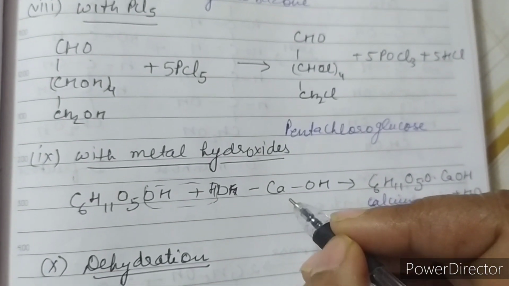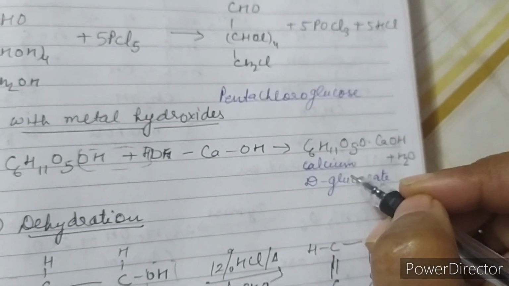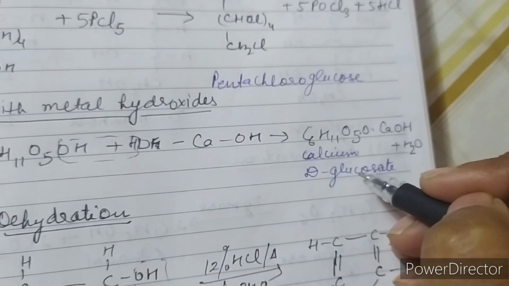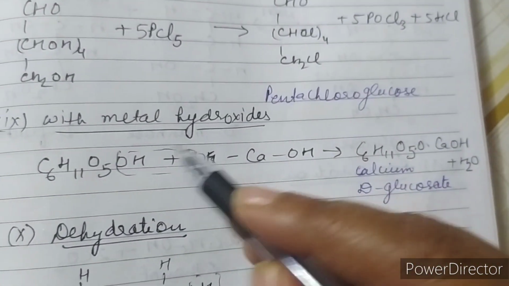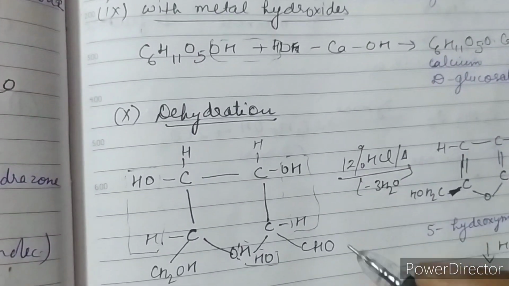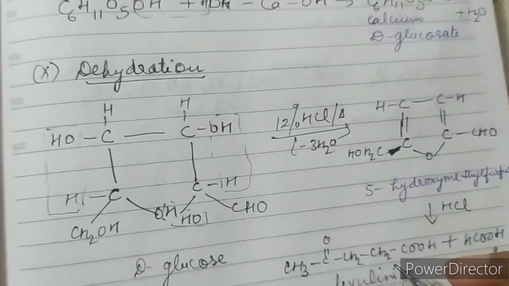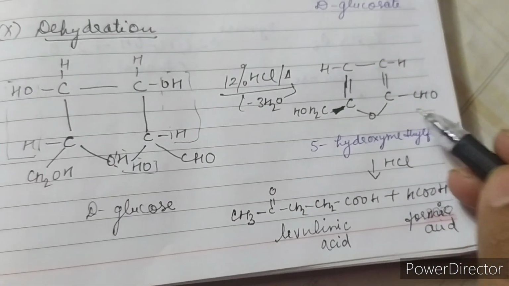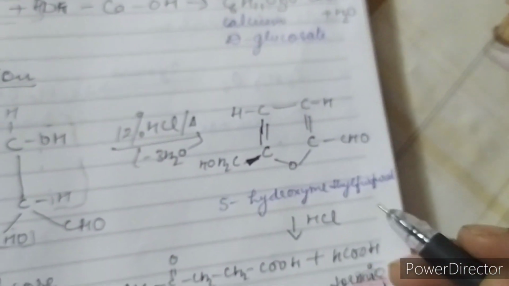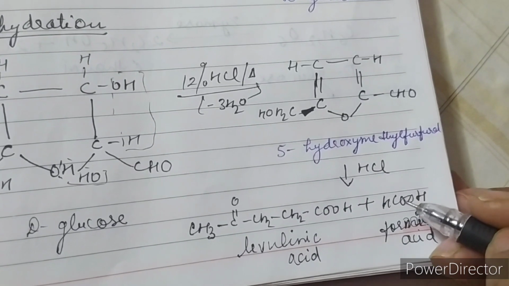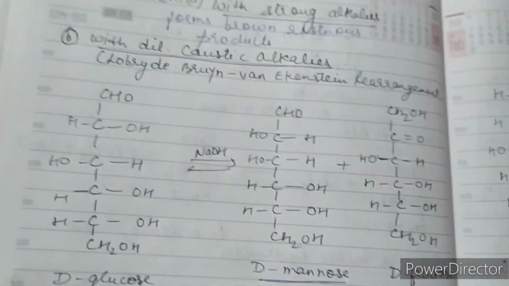With metal hydroxides like calcium, barium, strontium hydroxides, as the reaction is given with calcium hydroxide, that is slaked lime, it will give calcium D-glucosate along with the elimination of water molecule as shown here. When it is treated with 12% HCl and heated, a dehydration reaction takes place, and it will give you 5-hydroxymethyl furfural, which on further reaction with HCl gives you levulinic acid, formic acid, and a resinous product.